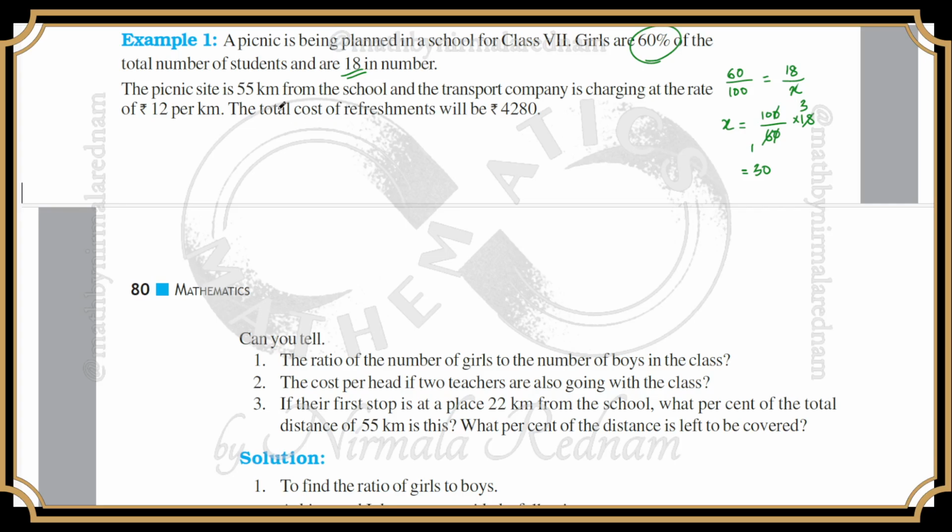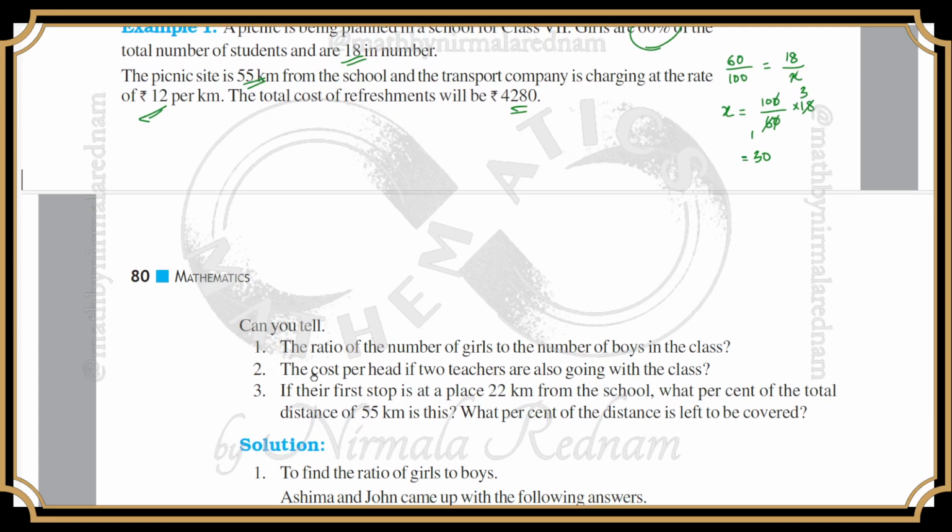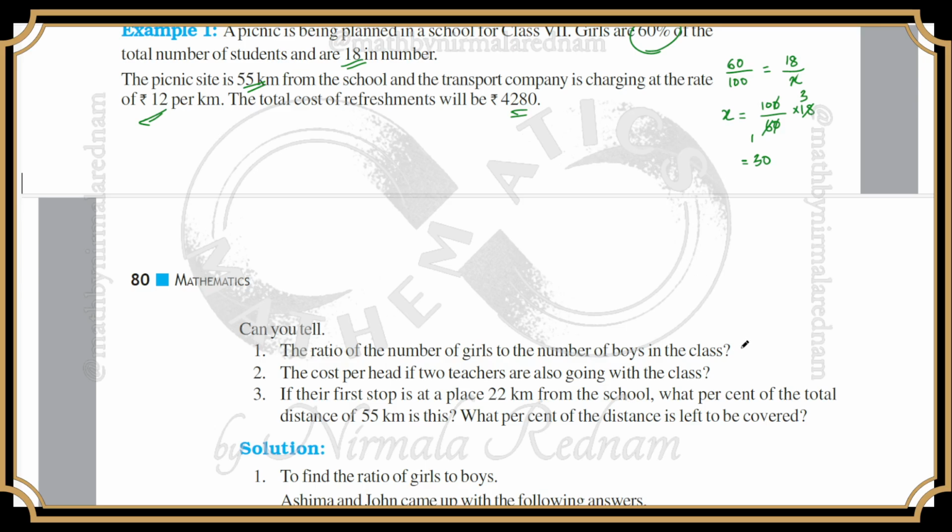Then they're saying the picnic site is 55 kilometers from school. The transport company is charging 12 rupees per kilometer. So now the total cost of refreshments is also given. Let us look at what it is that they're asking us to find out. They're asking us to find the ratio of girls to boys. This we have already calculated, because I know the total is 30 and girls is 18, so girls to boys is 18 is to 30 minus 18, which is 12. If you simplify it in the 6 table, you will get 3 is to 2. So that is your answer for the first question.